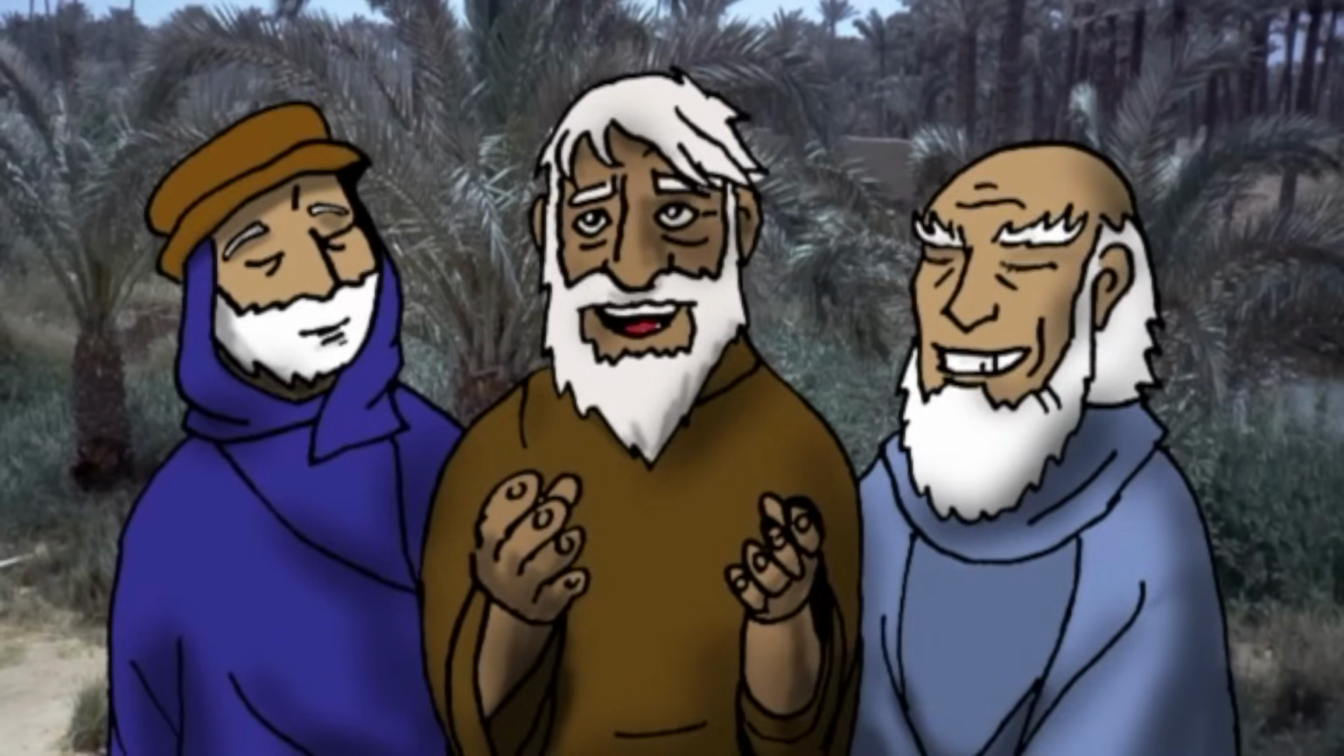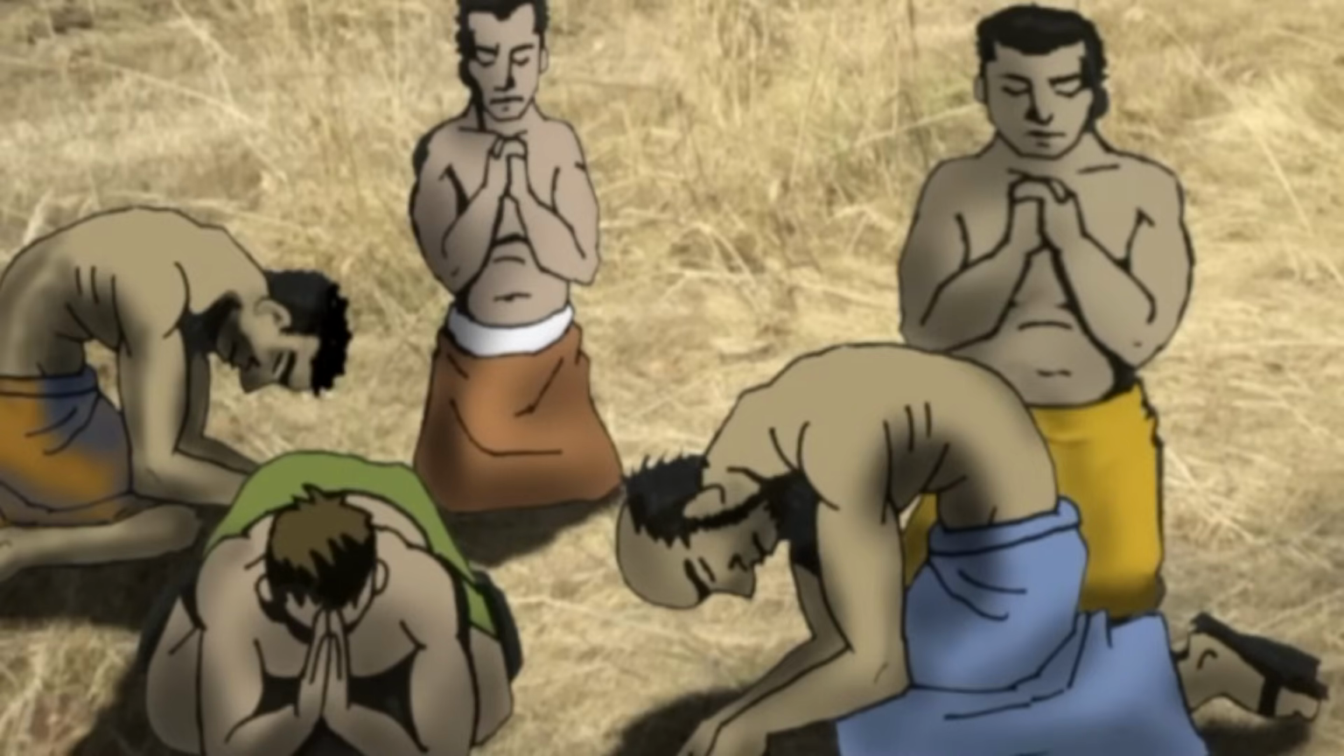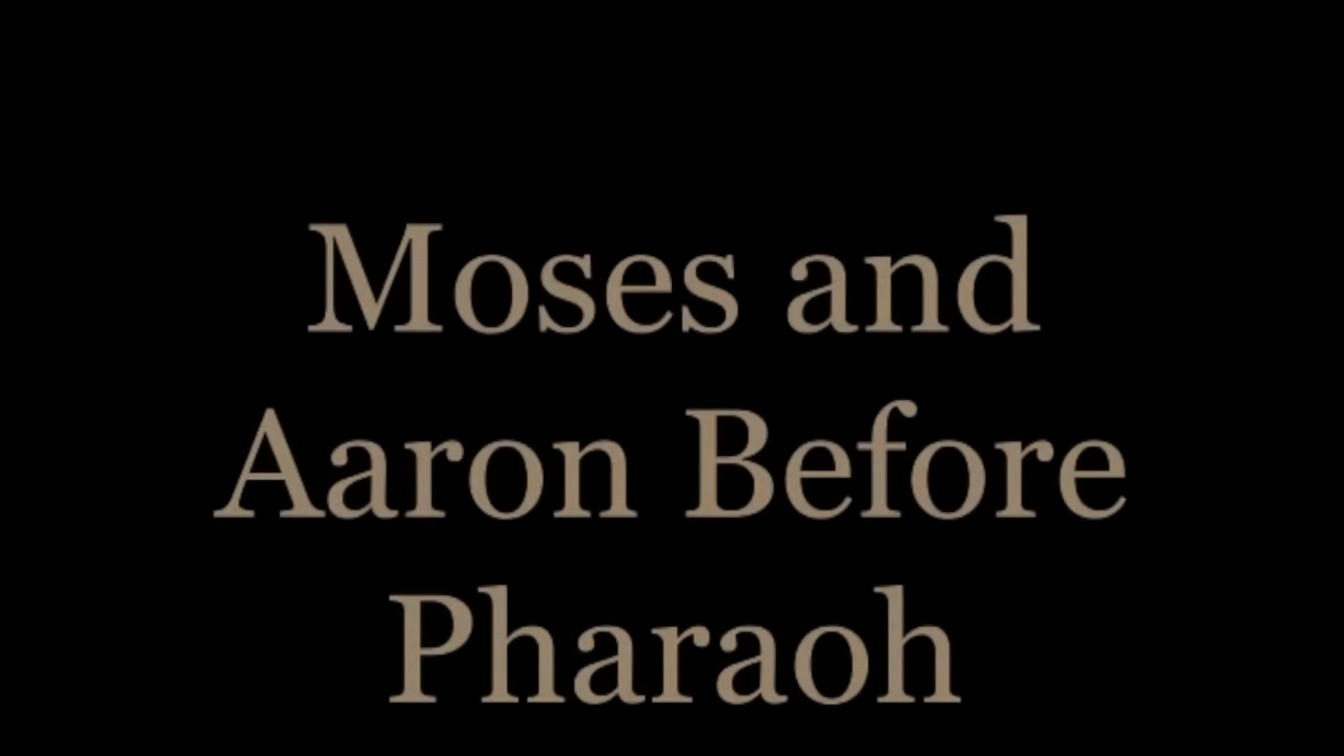In Egypt, Moses and Aaron gathered the elders of Israel together, and Moses showed them the miracles God had given him. The people believed and worshipped God. Their deliverer had finally come.